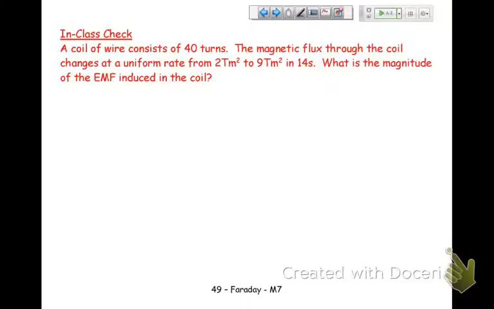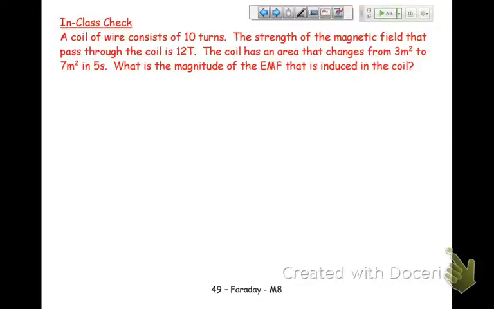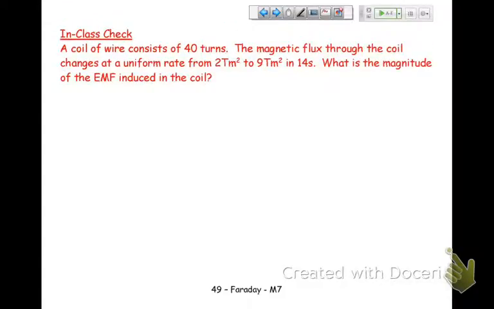Okay. I want to change this question because I messed up. I gave you a second question, which is all about flux, and then I changed the area. So I want to do one where I change my magnetic field strength. So I'm going to say a coil of wire consists of 40 turns. So let's draw that.